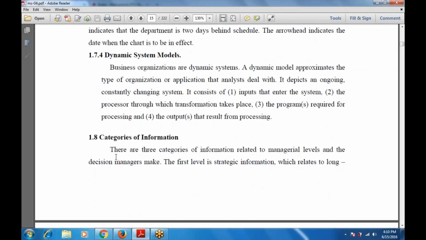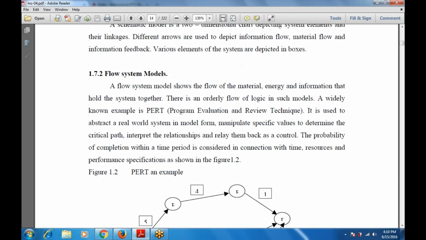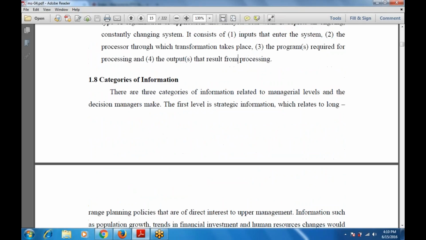So we have covered the semantic model, the static model, the dynamic model, as well as the flow system models. So system models is done. Next topic is the categories of information. That is, what are the various categories of information by which we can represent the data. There are three categories of information by which we can represent the data in the form of the analyst form.